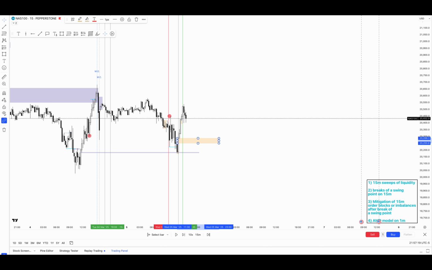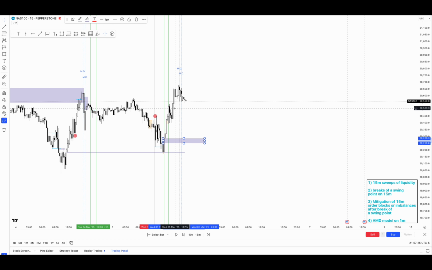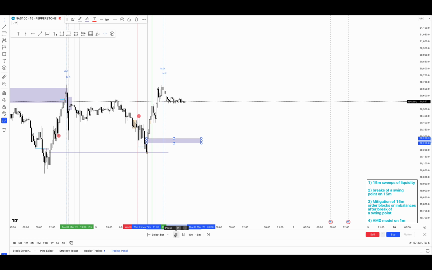So let's see what happens. Once it returns to that area, I'm going to look for a buy. And it didn't return to it yet. There's no area of interest here because there's no sweep liquidity. So then maybe it'll give us a sell area of interest here. Maybe not. Let's see how it forms.